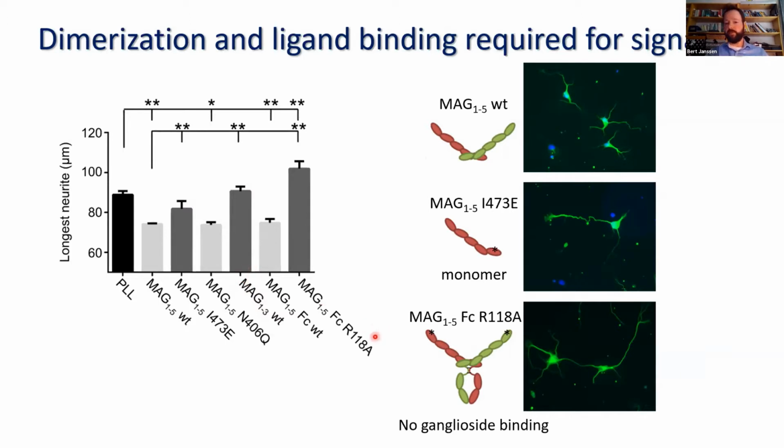Now, the interesting one is that if we mutate out the ligand binding sites with the arginine 118 mutation, and we dimerize MAG, we actually don't get inhibition of neuron outgrowth, but we get stimulation of neuron outgrowth. And we're not sure why this is. Maybe there's another receptor involved that is affected by this. But it's an interesting observation nonetheless.